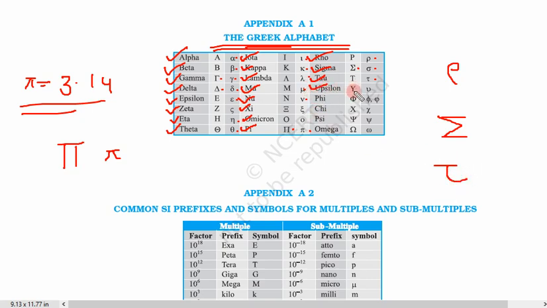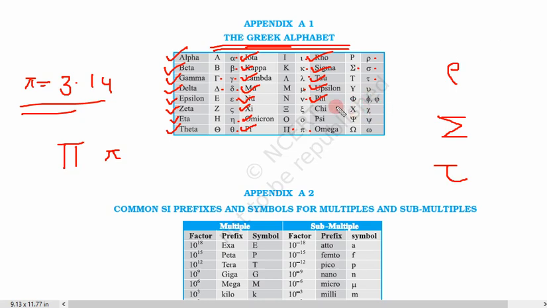Epsilon. So this is equivalent of E, and this is very similar to U, epsilon. But this is not very commonly used in class 12th. Till class 12th, it is not very commonly used.